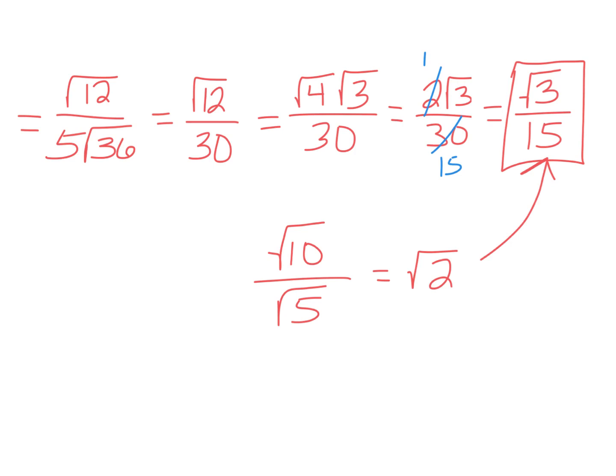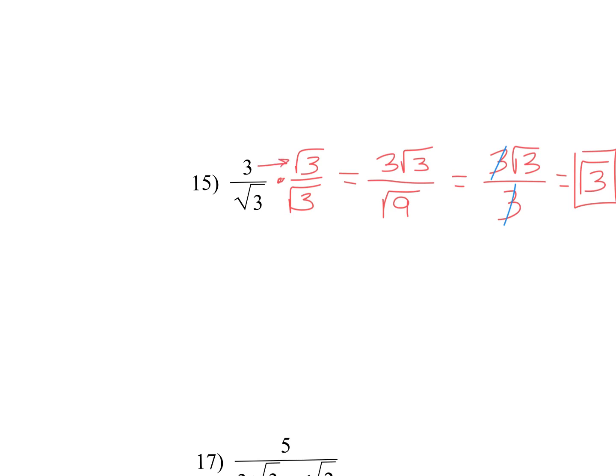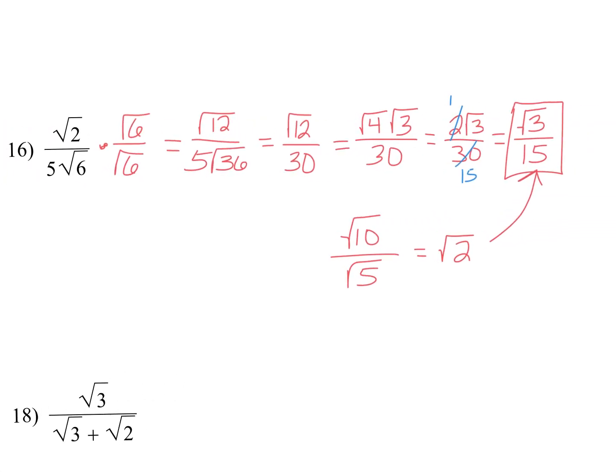No, because why? They're not both the same square root. Right. One's a square root, one's not. So I can't do anything with them. That's like over here when we multiplied a whole number times a radical. We couldn't combine them. We had to keep them separate. So that's the same thing when you're dividing them. You have to keep them separate.